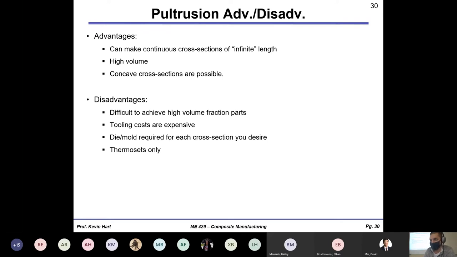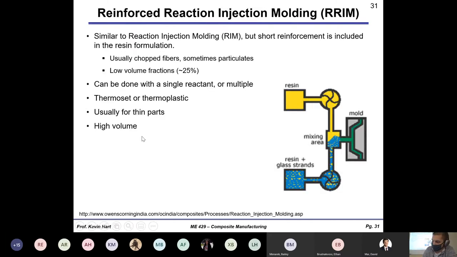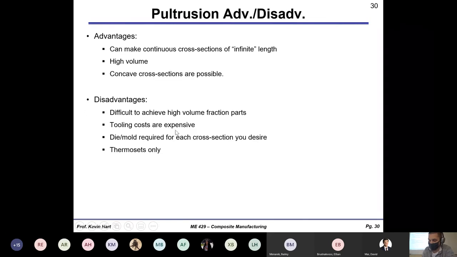Tooling is very expensive. So you've got to buy this pultrusion machine. Right, you've got the cat track that's expensive. This whole production line is probably $1 million if you're talking about producing this from the ground up. All right, tooling costs are expensive, a die mold is required for each cross section that you use, and it's really only useful for thermosets. I have seen some thermoplastic pultrusion in my life, but only lab scale and very experimental ideas. Typically, thermosets are really your only pathway here. Okay.